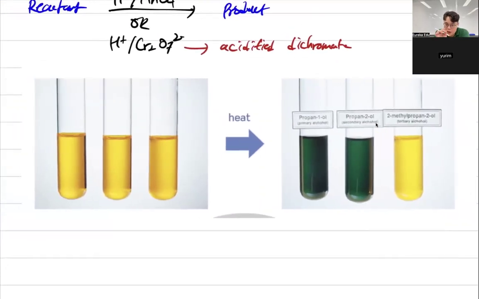Now, it is very important to memorize the color change because sometimes they give you questions like, we have some unknown organic compounds, we put some acidified dichromate into it, and there was a color change from yellow to green. So what could that be? That's another possible question that we can get in your standard too.